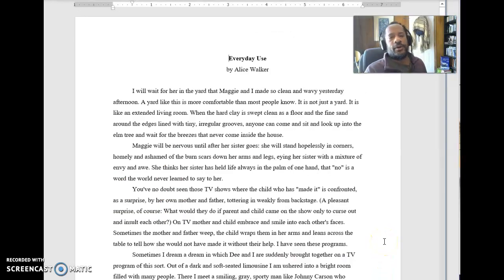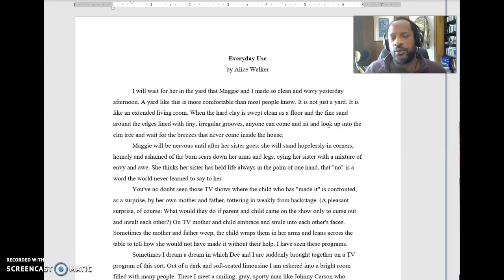The next thing I want to talk about here is just the story itself, Everyday Use, by Alice Walker. And I want to talk about some of the things that we see happening in here to make sure we're clear about what's going on in the story. One of the things that might be confusing about the story is we don't know when and where it's supposed to take place.